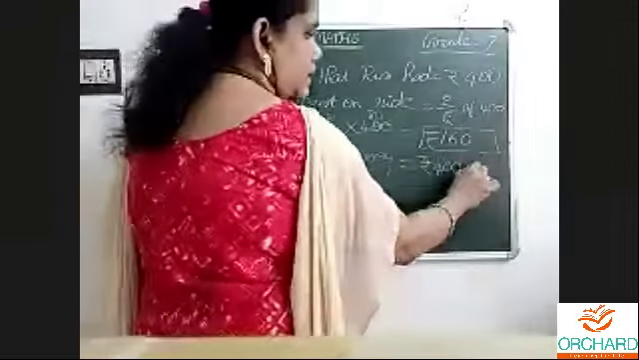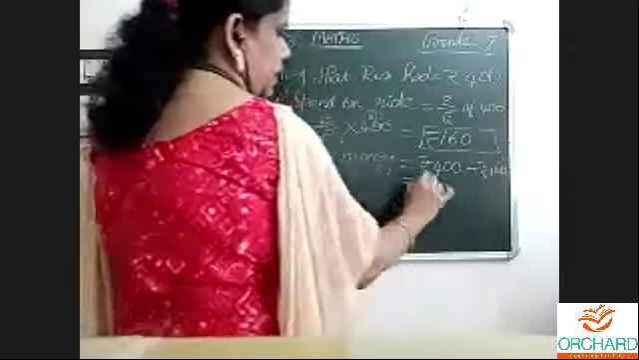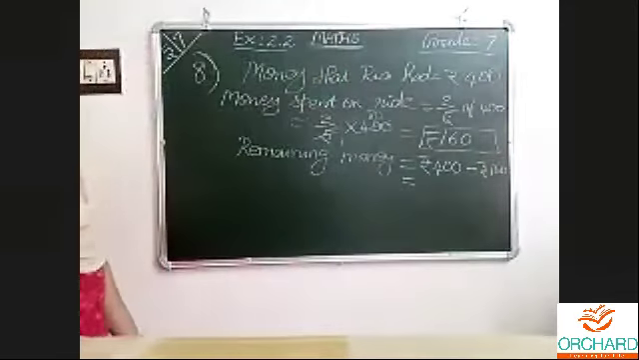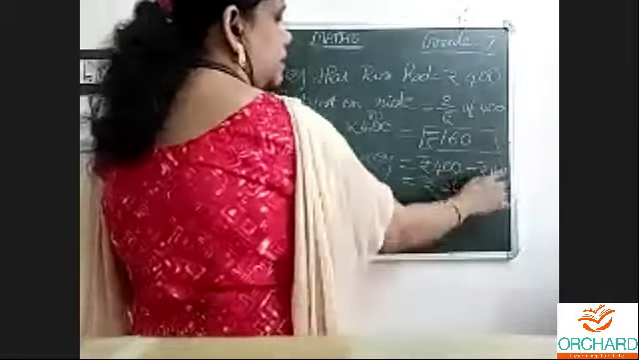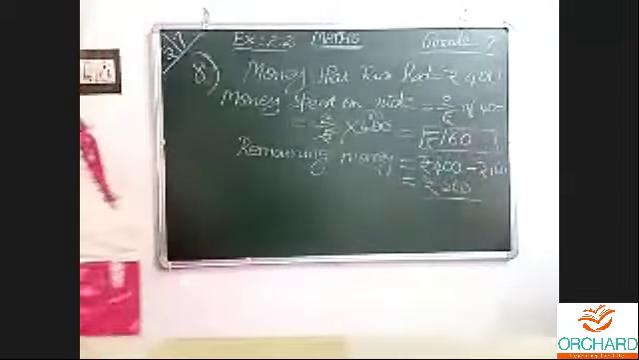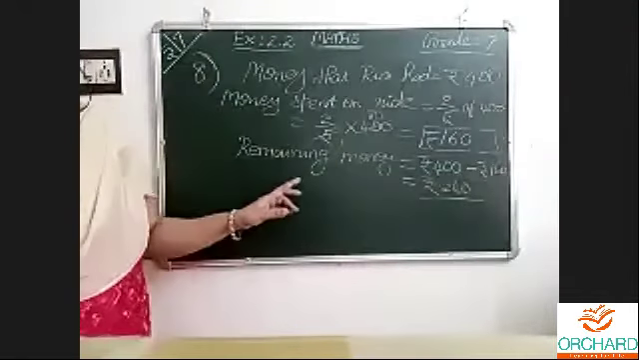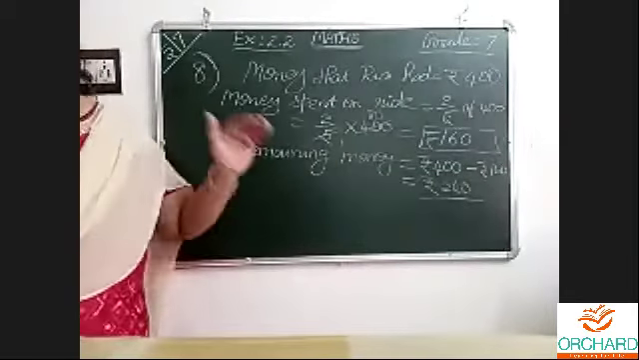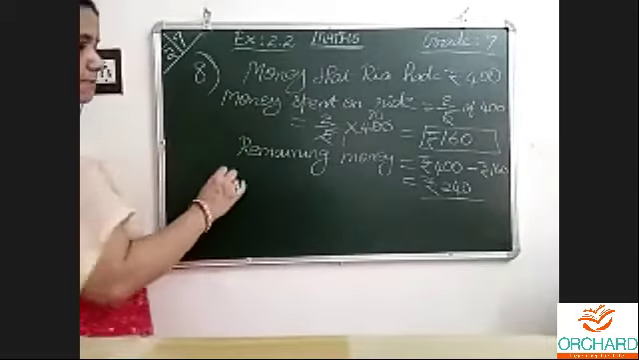400 rupees minus 160 rupees. So when we do the subtraction, 240. 60 plus 40 is 100, 200 plus 100 is 300, 300 plus 100, 400. 340 plus 60, 400. So 240 rupees is the balance money. In this money only, she is playing the video game.